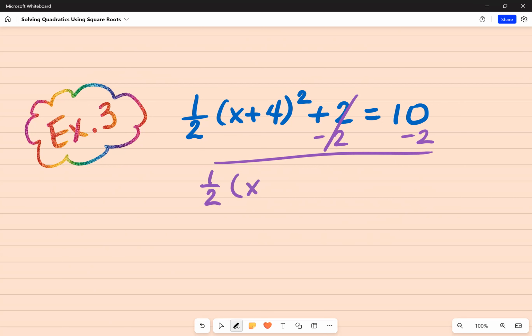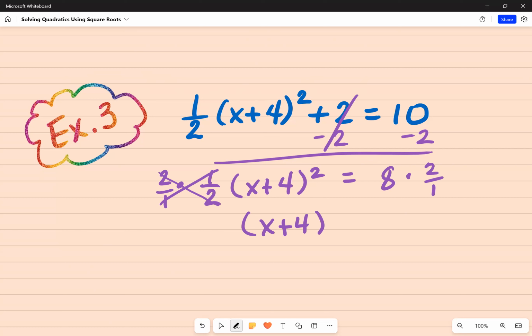1/2 times the quantity of x plus 4 squared is equal to 10 minus 2, which is 8. And now, in order to get rid of this fraction, I have to multiply both sides by the reciprocal. The reciprocal just means I'm flipping the numerator and the denominator. So this is really 2 over 1, times 2 over 1, or I could just say 2. And the reason I'm doing that is because diagonally, now I can get rid of the 2's as well as the 1. And so I'm left with the quantity of x plus 4, raised to the second power, is equal to 8 times 2 divided by 1, which is simply 16.